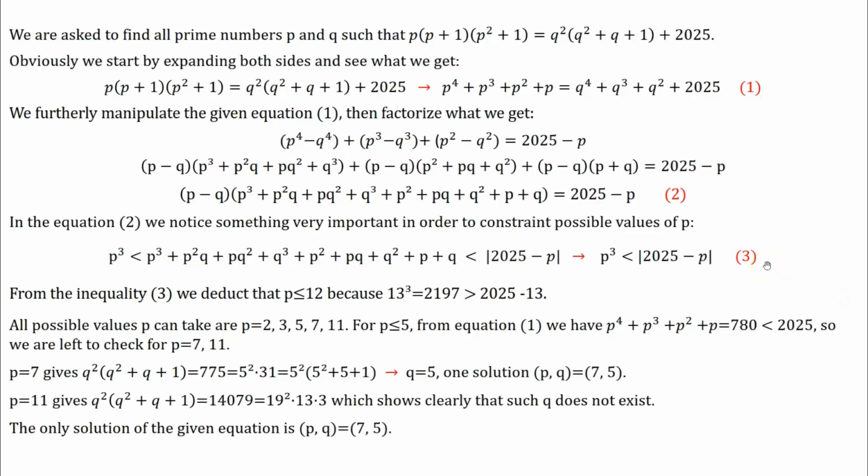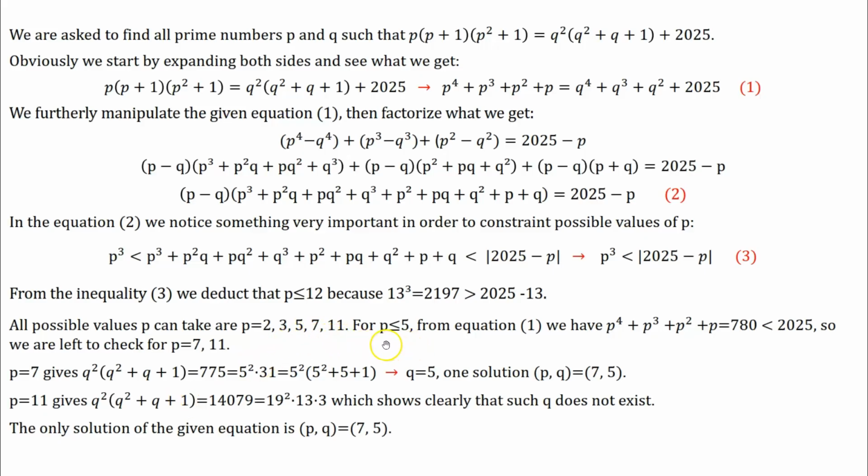This is a very important result that we just got, because now we can make some observations regarding p. From inequality number 3, we can immediately deduce that p is smaller than or equal to 12, because if p is equal to 13, for example, or a higher number, its cube will be at least 2197, which would be greater and would not fulfill the given inequality. So we just constrained p to the values of all prime numbers smaller than or equal to 12. All possible values are p equal to 2, 3, 5, 7, or 11.